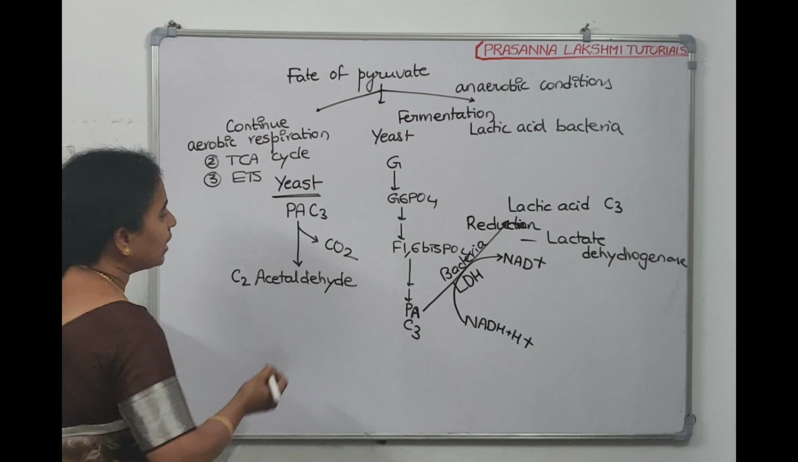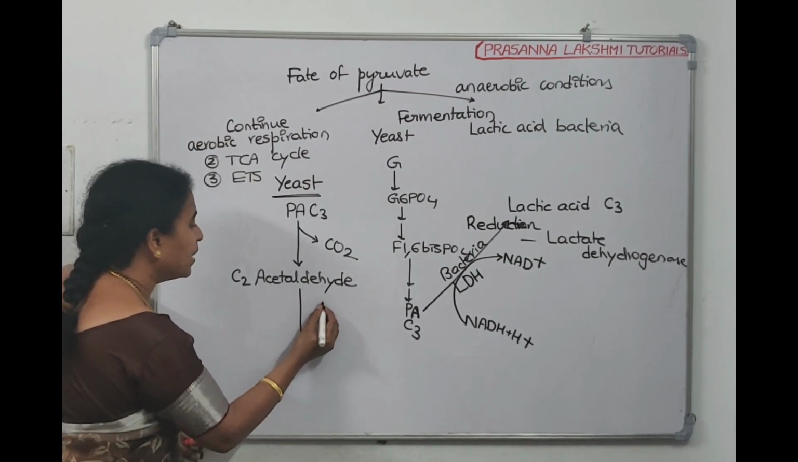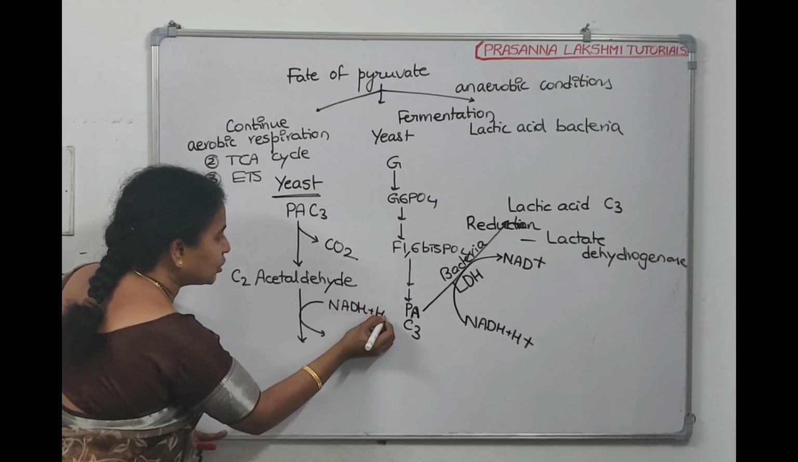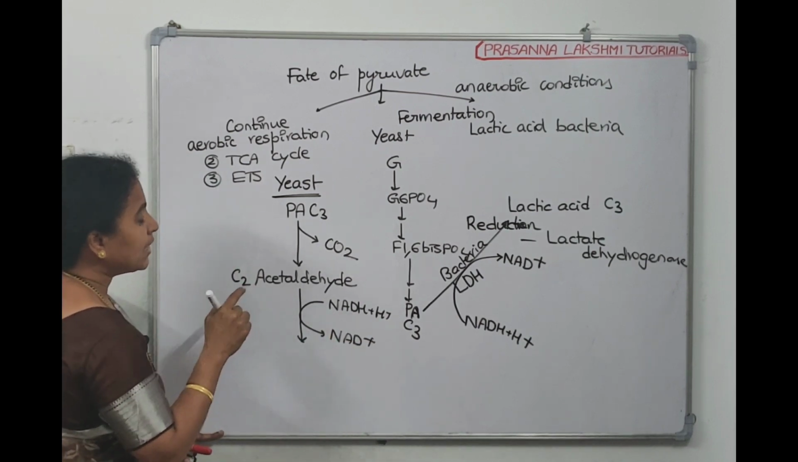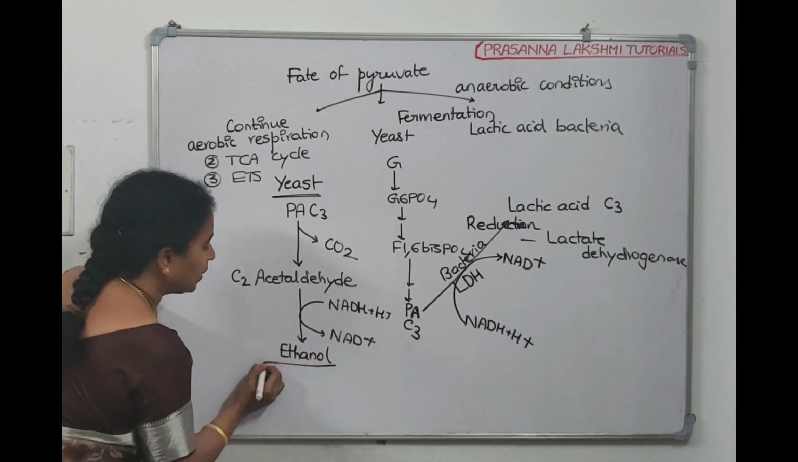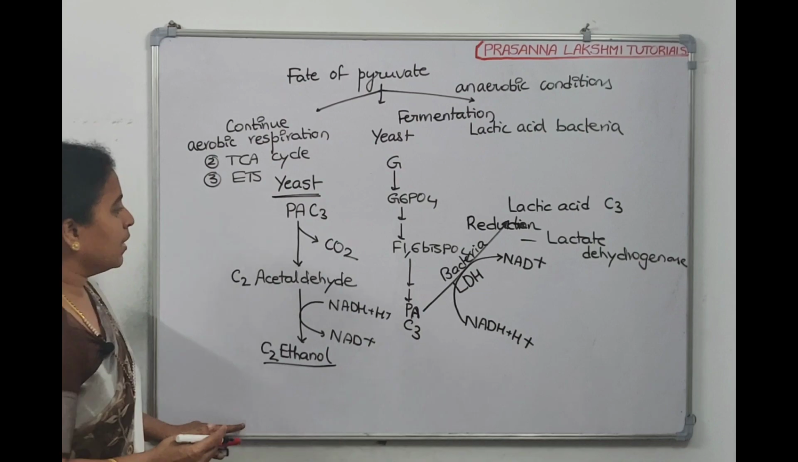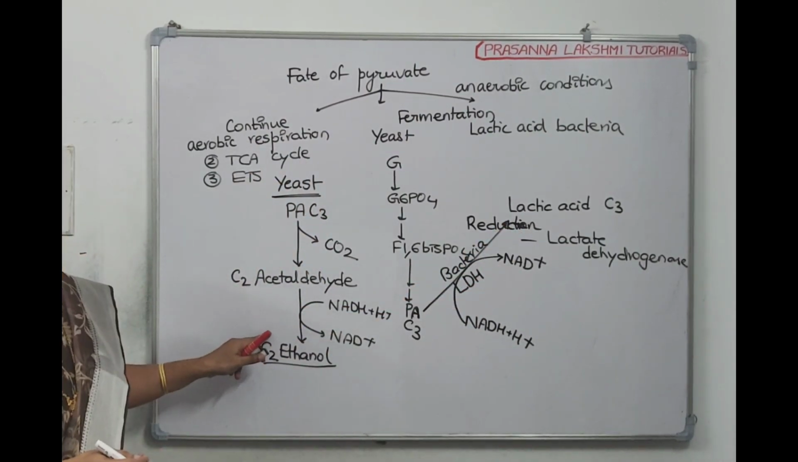An intermediate called acetaldehyde is formed. Then this acetaldehyde takes hydrogens from NADH plus H plus. After taking the hydrogens, acetaldehyde gets converted to ethanol, which is a 2-carbon compound. Here it is a 1-step process. Here it is a 2-step process.